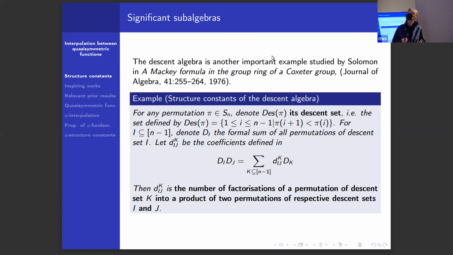So Solomon studied the descent algebras of all Coxeter groups that are generated by the elements D_I that are formal sums of all permutations of the same descent set I. Here I speak about the symmetric group. And the structure constants D_IJ K, as in the previous case, count some factorizations, but this time not according to the cycle type, but to the descent set.